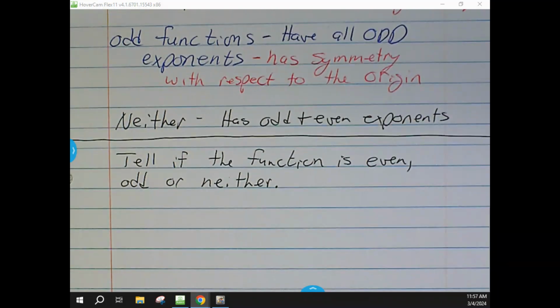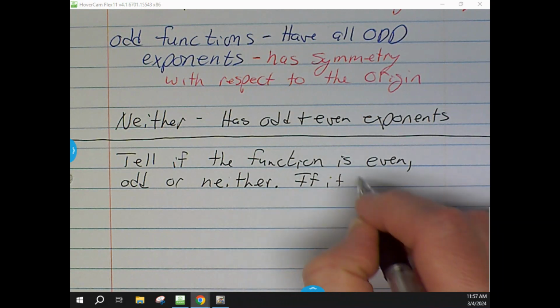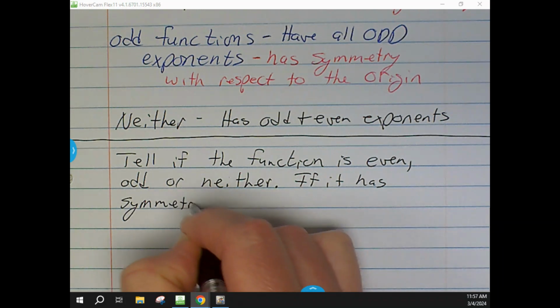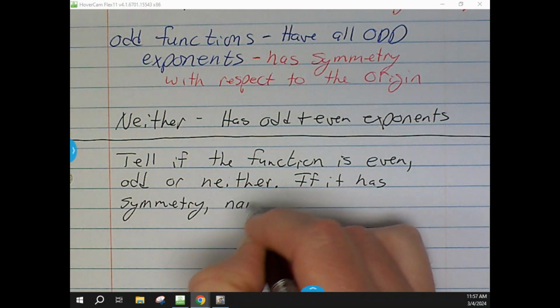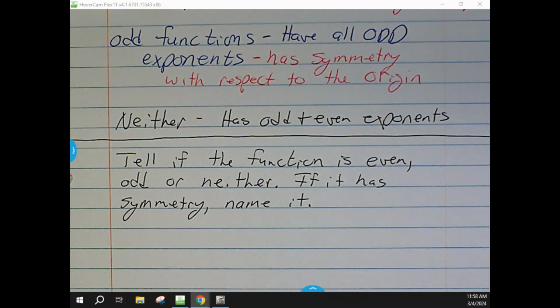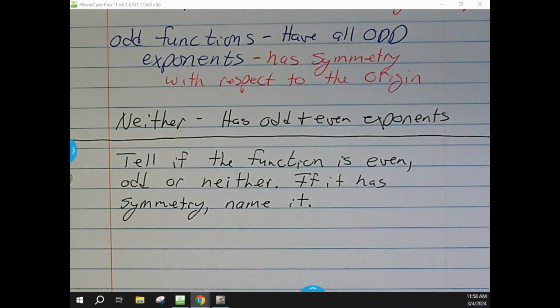Okay, so what I'm going to do, just give you some examples here. It says tell if the function is even, odd, or neither, and then if it has symmetry, tell what symmetry it has. Again, first thing is even, odd, or neither, and then once we got that part of it, we're going to say if it's got symmetry or not, and then if it does, we'll say what it is. If it doesn't, we don't say anything. Don't worry about it at all.